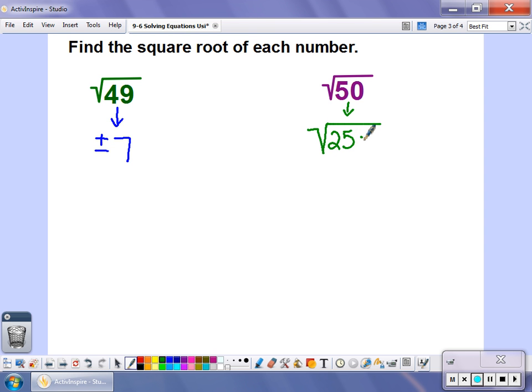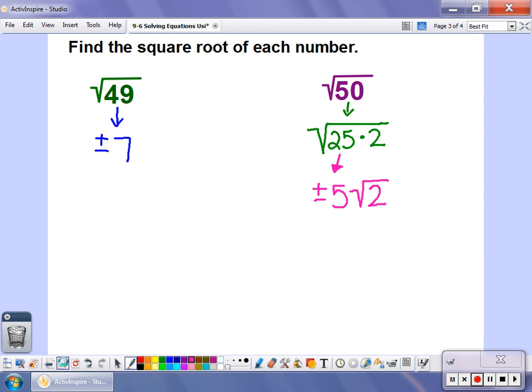So what I want to think about is what factors of 50 have perfect squares? And I know that 25 times 2 will give me 50, and I also know that 25 is a perfect square. Once I've figured out which two factors to use, if I have a perfect square, I'm actually going to take the square root of that perfect square. So the square root of 25 is positive or negative 5. I can't take a square root of 2, so I just leave that as a square root of 2. So my answer is positive or negative 5 square roots of 2. That's how we say that answer.